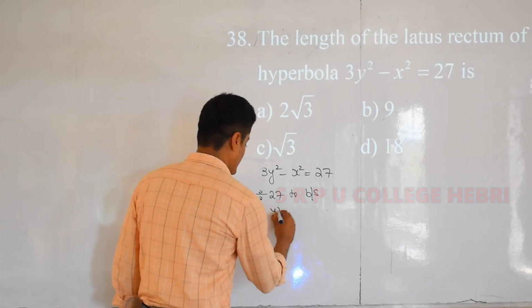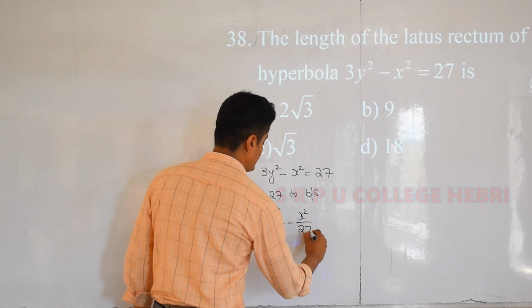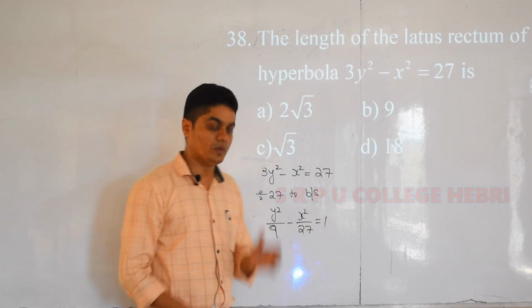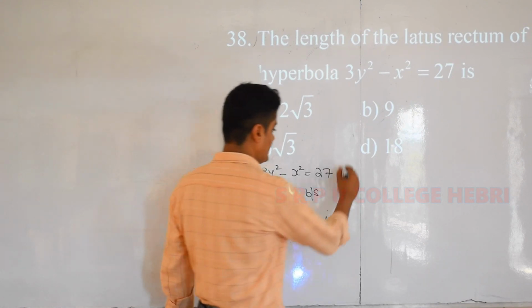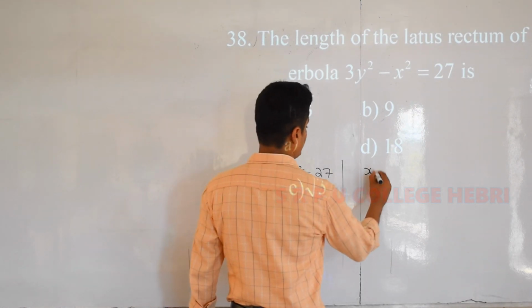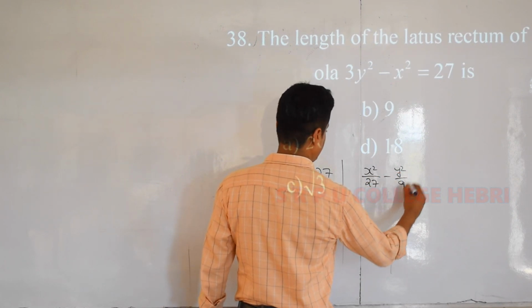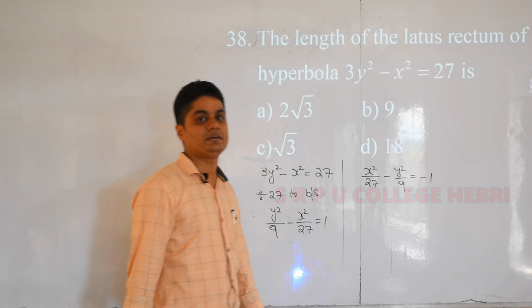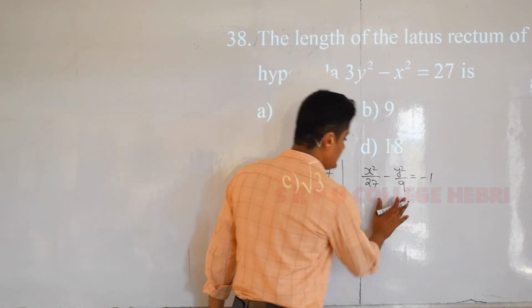So you will get y square by 9 minus x square by 27 is equal to 1. It is not yet in standard form. So I can write x square by 27 minus y square by 9 equal to minus 1. Multiply by the minus sign on both sides. Yes, very good. Now it is in the standard form.